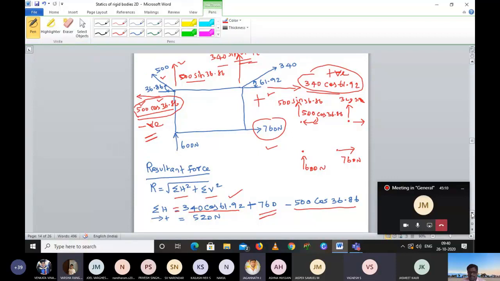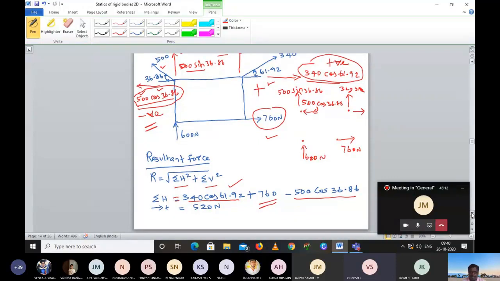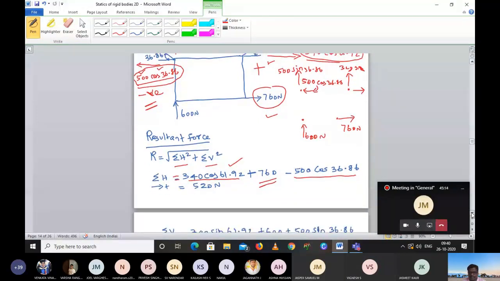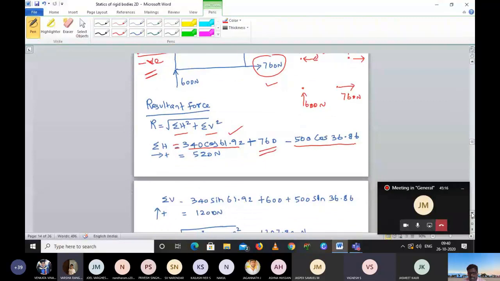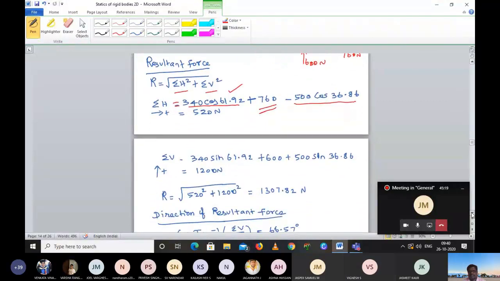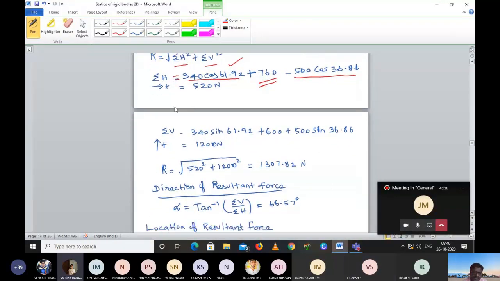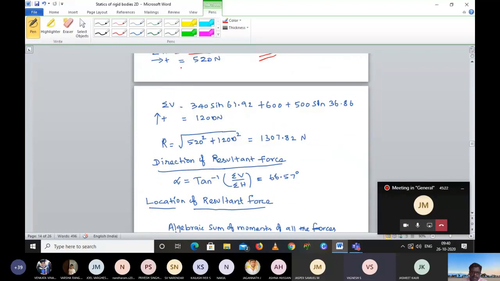Component. Now the horizontal component, you got the answer as 520 Newton. Am I right? Yes, sir. Similarly, the vertical component I have given clearly here. Horizontal, if it is going towards the right side, it is positive. Similarly, upward it is positive. So you got again 340 sine 61.92, it is positive value. And all the vertical forces are positive.